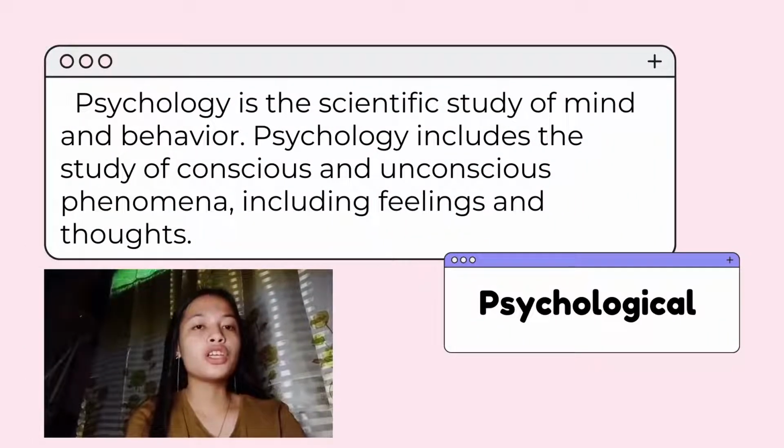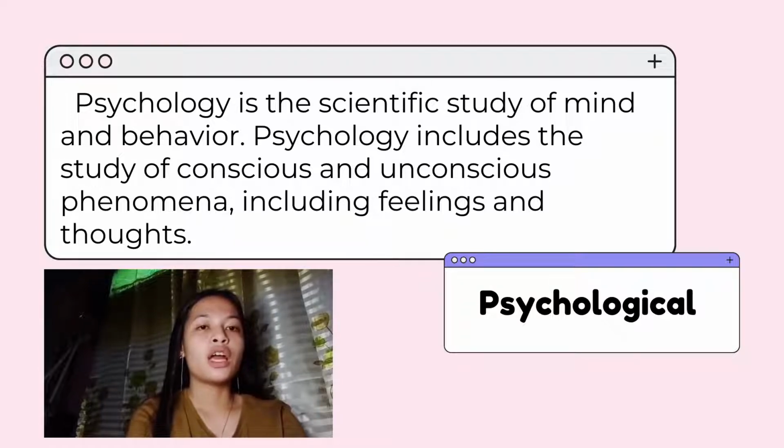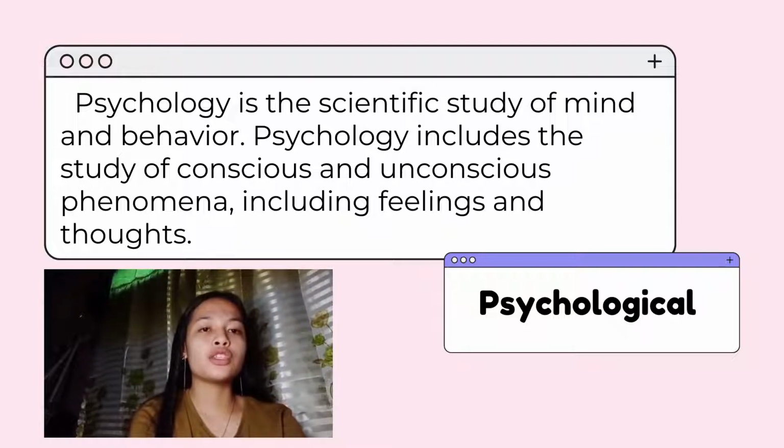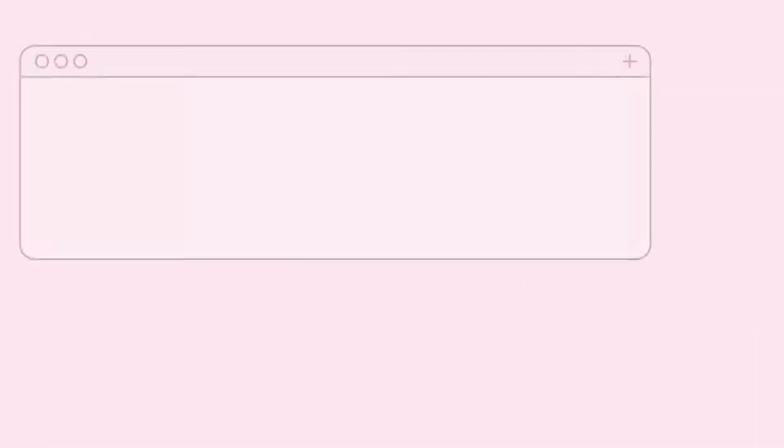Psychological. Psychology is the scientific study of the mind and behavior. Psychology includes the study of conscious and unconscious phenomena, including feelings and thoughts. It is an academic discipline of immense scope, crossing the boundaries between the natural and the social sciences.